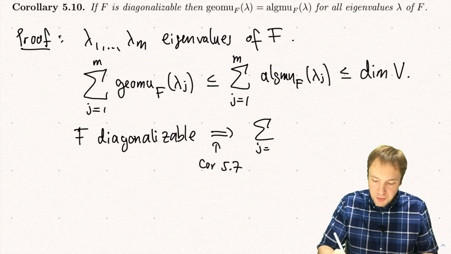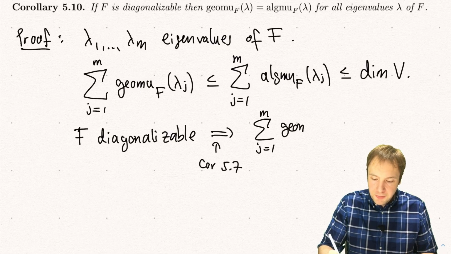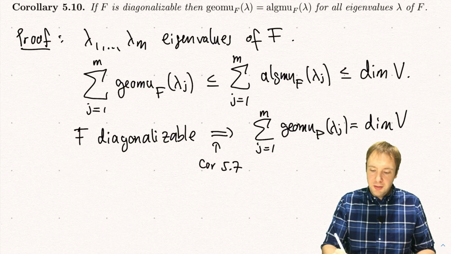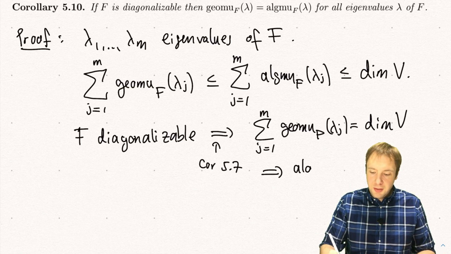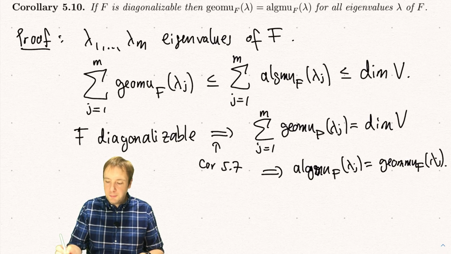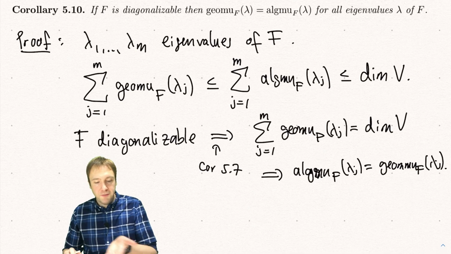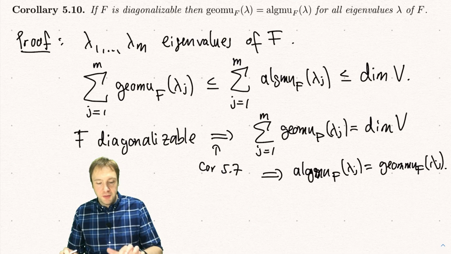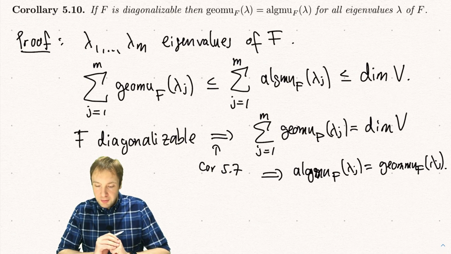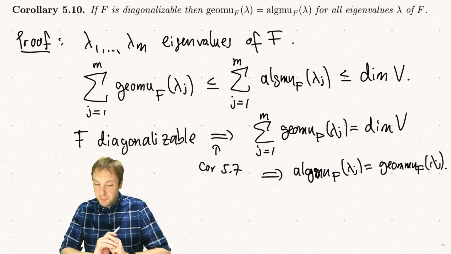So, in other words, we have this sum here. This needs to be the dimension of V, but this implies that the algebraic multiplicity for all of these lambdas needs to be equal to the geometric multiplicity of lambda j. Okay, so we see if f is diagonalizable, then the dimension of the eigenspaces is always equal to the algebraic multiplicity of these eigenvalues in the characteristic polynomial.